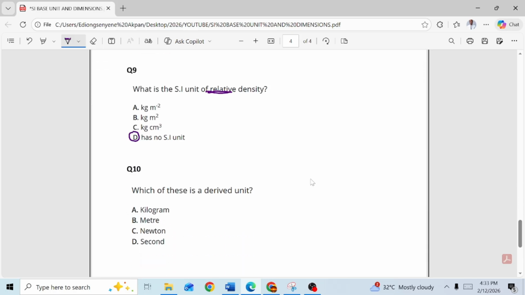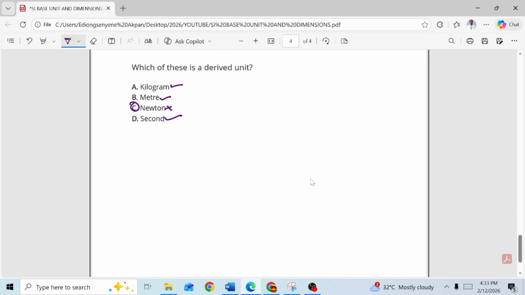The last question for today. Which of these is a derived unit? Anything outside what I showed you is a derived unit. This was there, this was there, this was not there, this was there. The answer is C. Good. We come to the end.